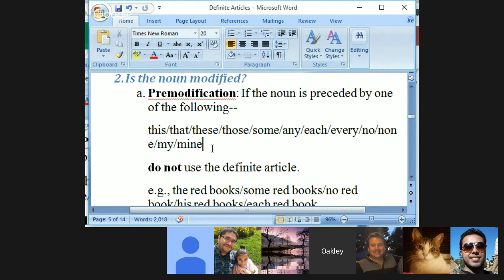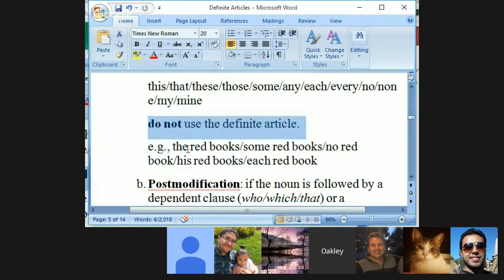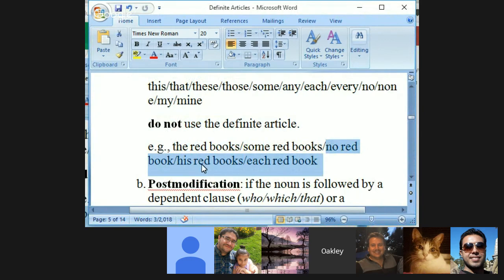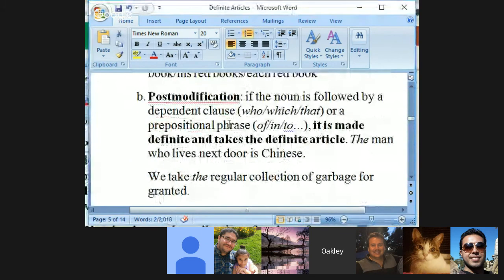Or also numbers. If you have 3 pencils, then you cannot use an article as well. And another modifier that I would also throw in there is actual numbers. Do not use the definite article. So for example, the red books, that's okay. Some red books, no the. No red books, no the. His red books, no the. Each red book. So you can think of that as pre-modification or using demonstratives, however you can sort it out in your own mind.